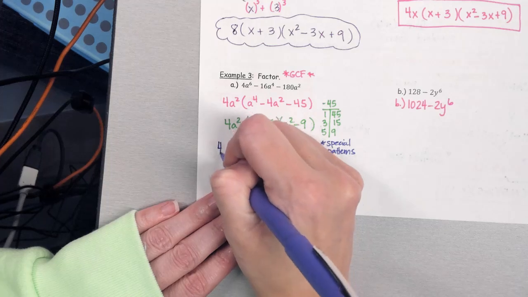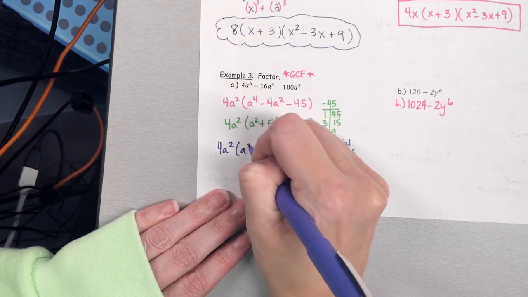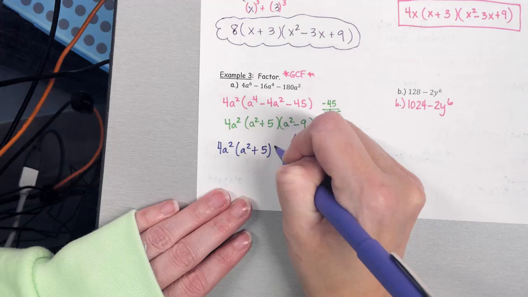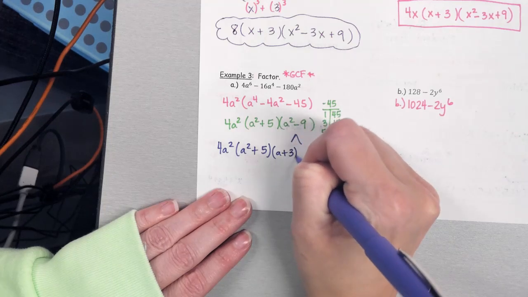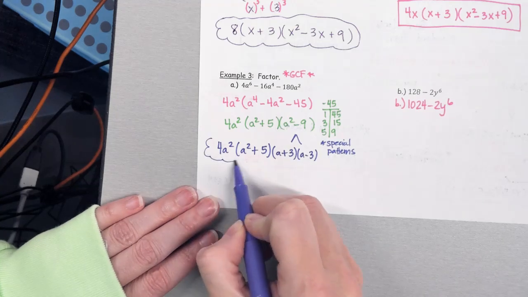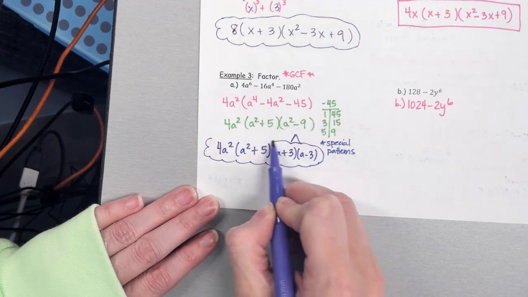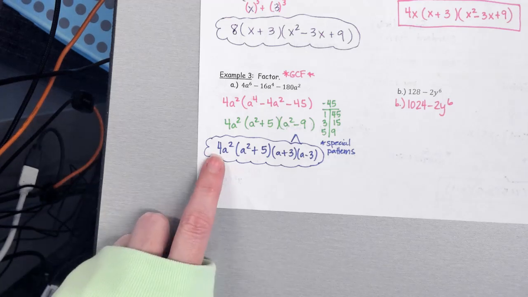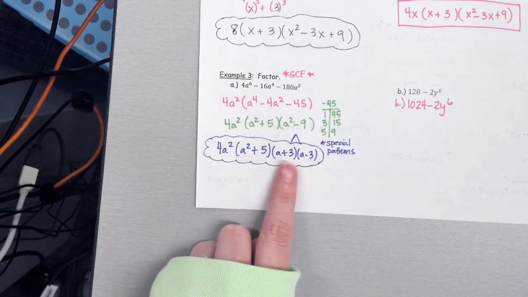So we're going to have 4a squared plus 5. 5 isn't a perfect square, so we can't break that down. A plus 3, a minus 3. Nice work. So then this is going to be our final answer here. We have the GCF, a squared plus 5, and then this is going to break down.